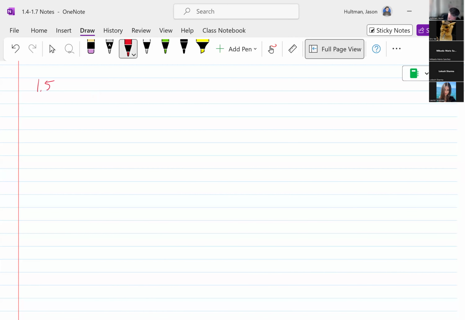Okay, 1.5, laws of propositional logic. The first law is the idempotent laws.